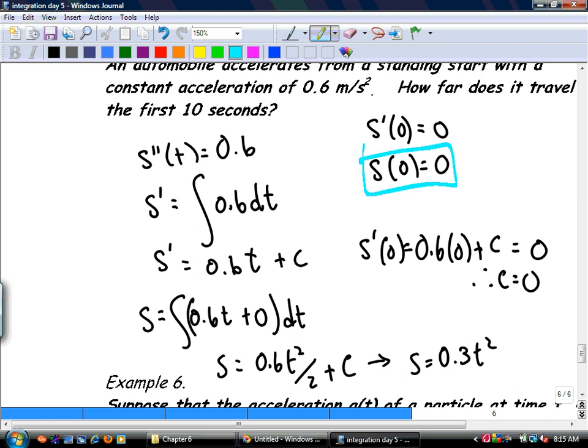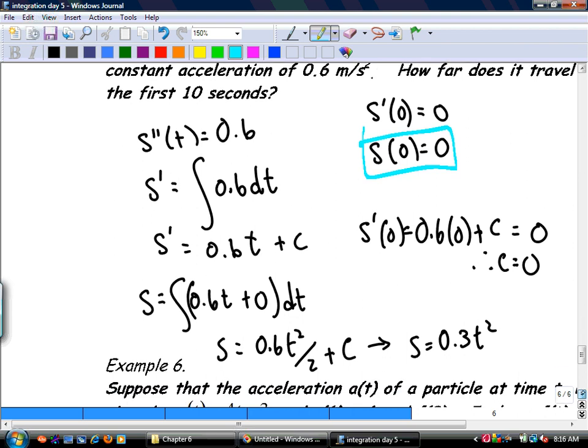And then how much does it travel in the first 10 seconds? Put 10 in for t, and you know how far it travels. 100 times 0.3 is 30 meters. I don't know, do we want to do the next one?